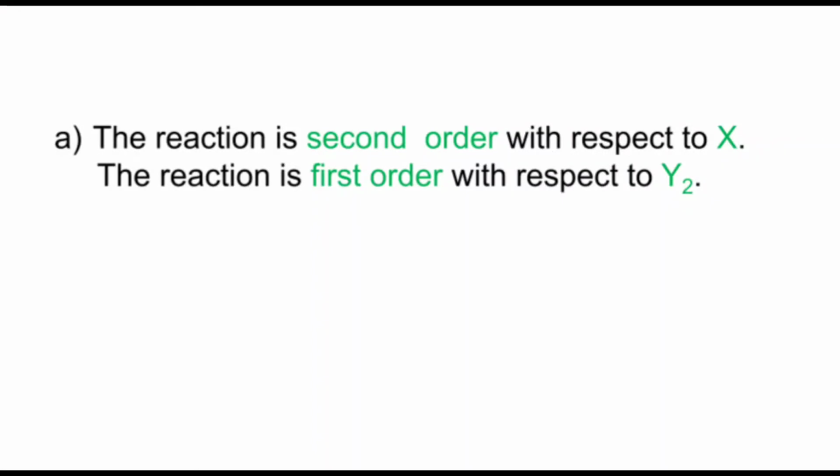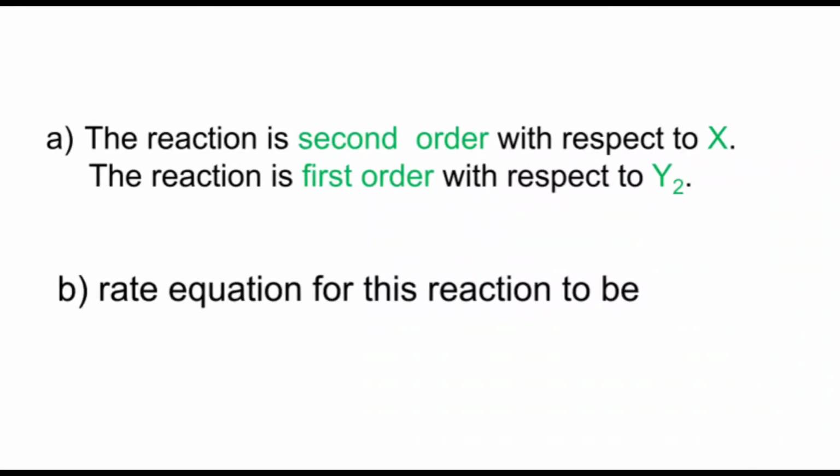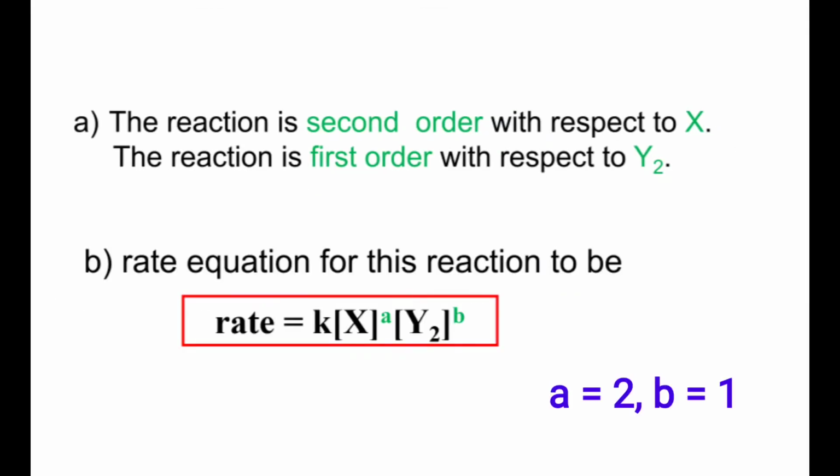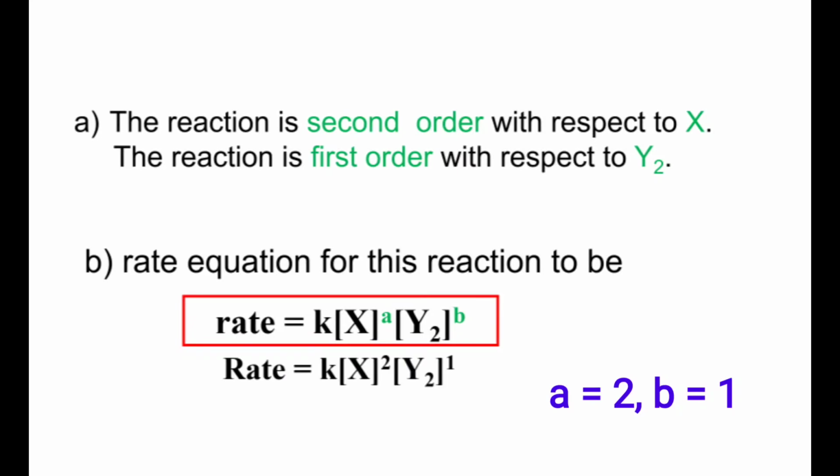Therefore, the reaction is second order with respect to X and first order with respect to Y2. To determine the rate equation for this reaction, we need to substitute a is equal to 2 and b is equal to 1 into the general rate equation. Therefore, the rate equation can be written as the following.